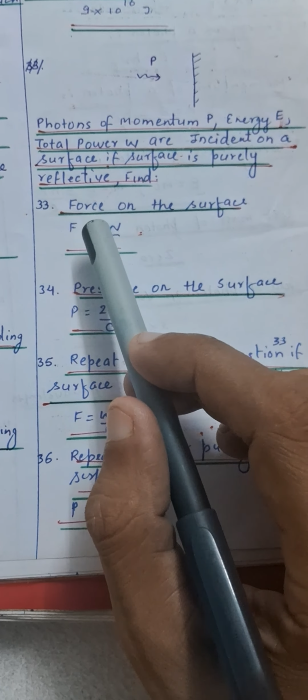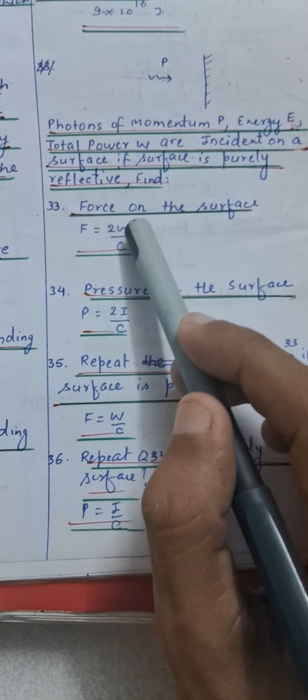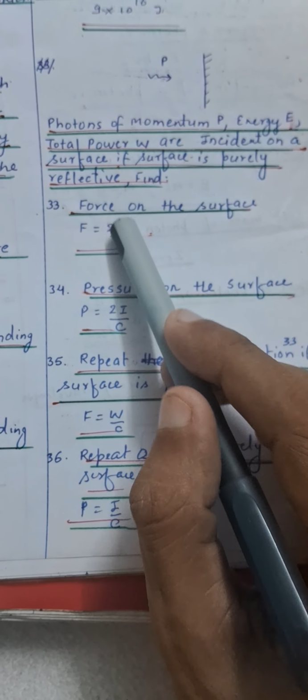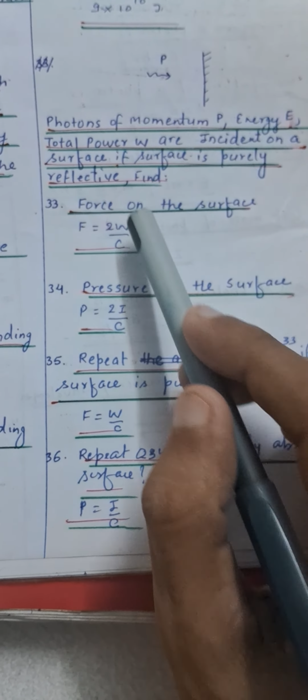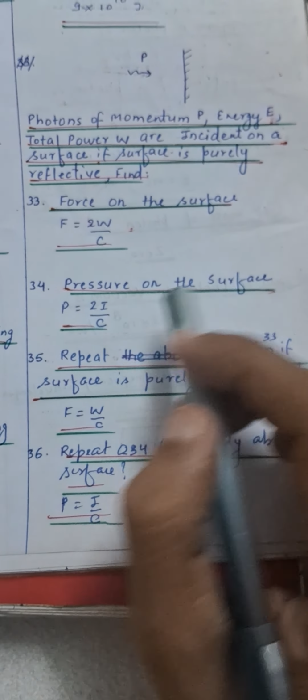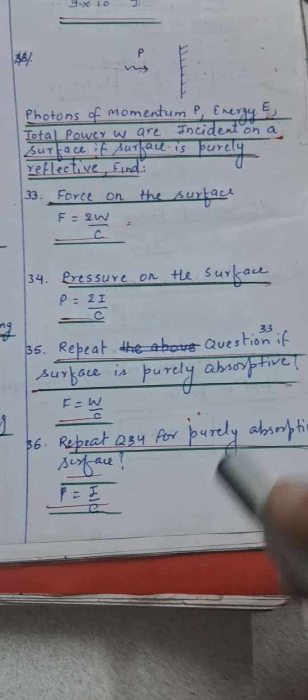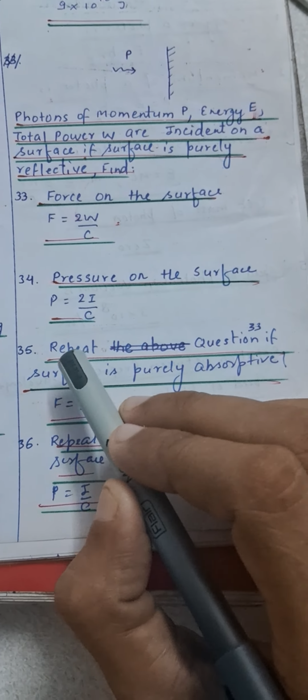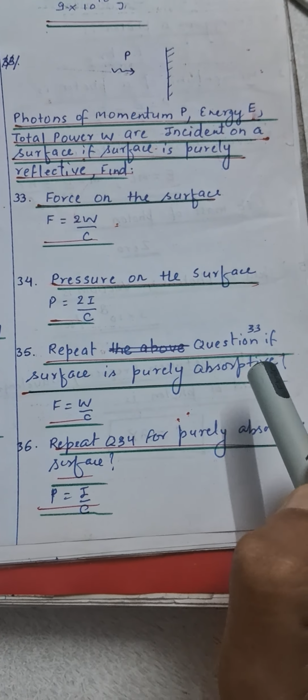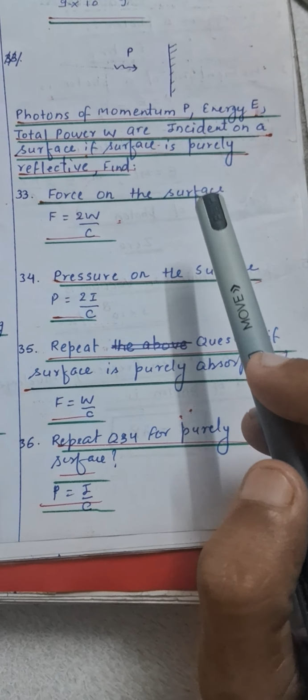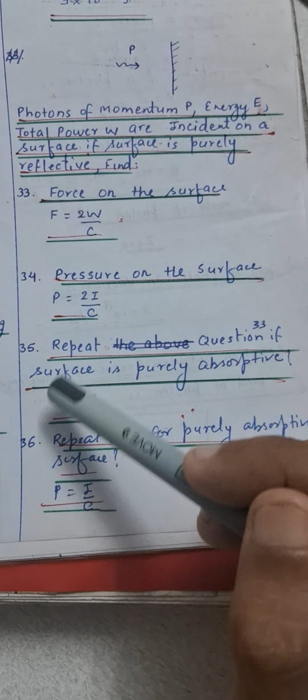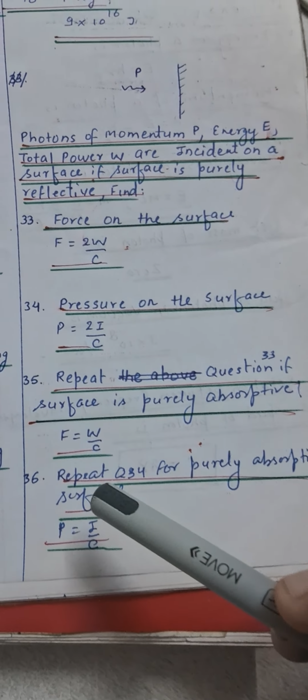Then, using the same concept, pressure is force by area. Dividing the expression by area, we have watt by area, and power by area is the intensity. So pressure on the surface will be 2I by C. Then, repeating the above question, if the surface is purely absorptive, these will get halved because it will be absorbed. So the answers will be W by C and I by C respectively.